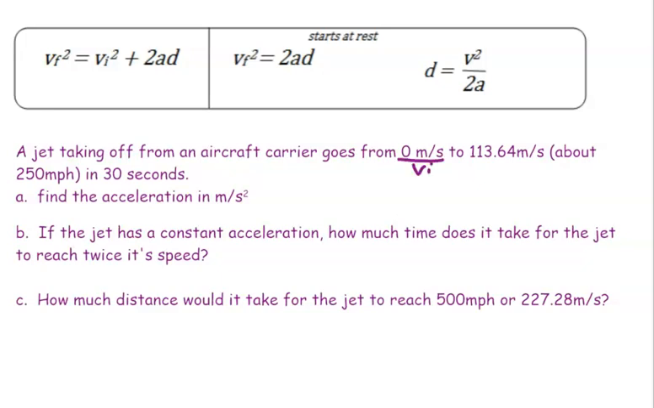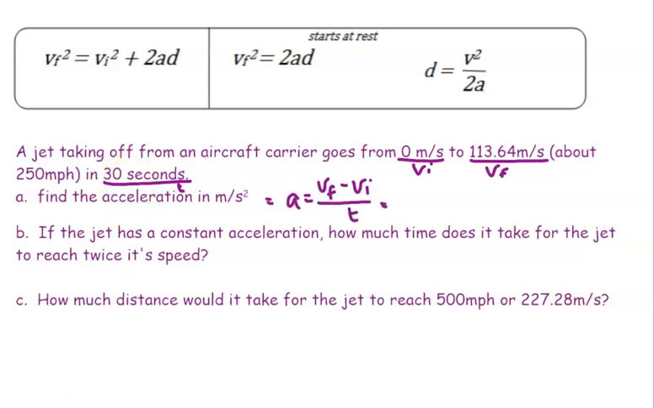In this problem, let's go ahead and read it. A jet taking off from an aircraft carrier goes from 0 meters per second to 113.64 meters per second, about 250 miles per hour. It does that all in 30 seconds. Of course we want to follow the meters per second, not the 250 miles per hour, because we've got seconds here, and it's a huge hint also because it's in metric. It wants us to find the meters per second squared, the acceleration, so we've got to use this unit here and this one here to follow through for that.